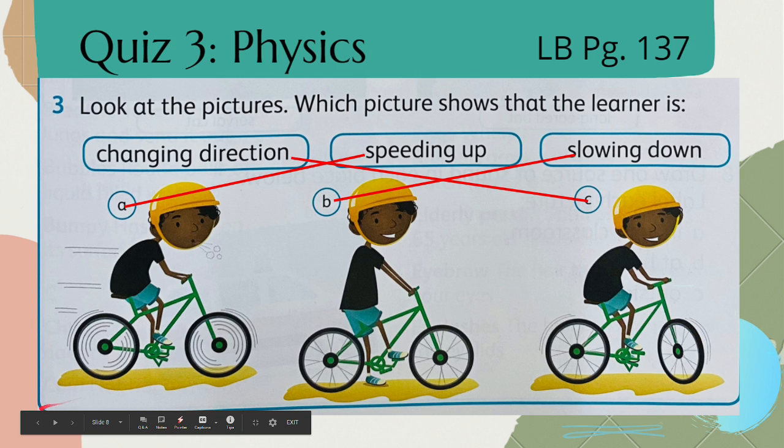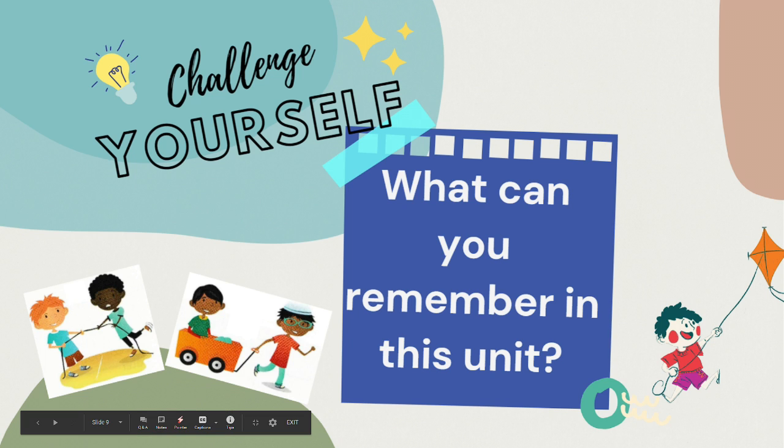Now that you have completed the worksheets, you can sort objects by how they move, and you can say why things speed up, slow down, and change direction. Now try to challenge yourself. What can you remember in this unit? And think about your favorite activity in this unit and share it in the class.